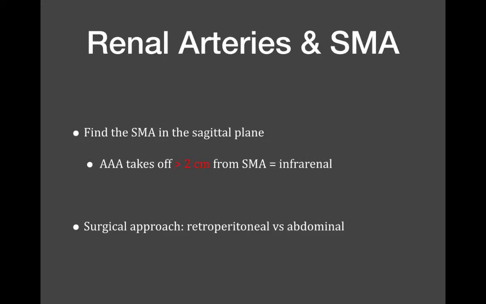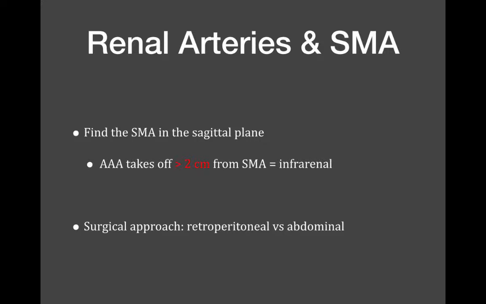There's a lot more going on in terms of what they have to do to appropriately fix the abdominal aortic aneurysm. If the aneurysm is infrarenal, meaning it does not involve the renal arteries, they can make an abdominal incision. So a midline abdominal incision and get down to the aneurysm through that approach. If it involves the renal arteries, they have to take a retroperitoneal approach. So being able to determine whether or not the aneurysm involves the renal arteries is important.